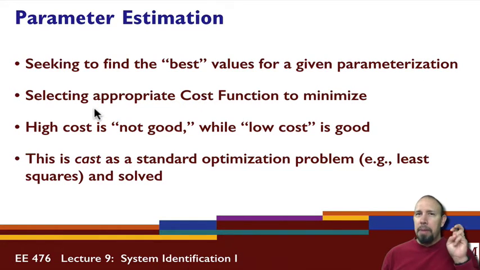In order to determine what best means, we have to have a way of evaluating good versus not good in a model. And so we would select an appropriate cost function we want to minimize. For example, least squares. The squares would be the cost. Least squares means we're trying to minimize that cost. In general, we talk about this in terms of cost because we have the general thought that high cost is not good while low cost is good. And so we generally will take this and cast it as a standard optimization problem, for example, a least squares problem, and then solve that. So this is the approach that we will take towards parameter estimation.